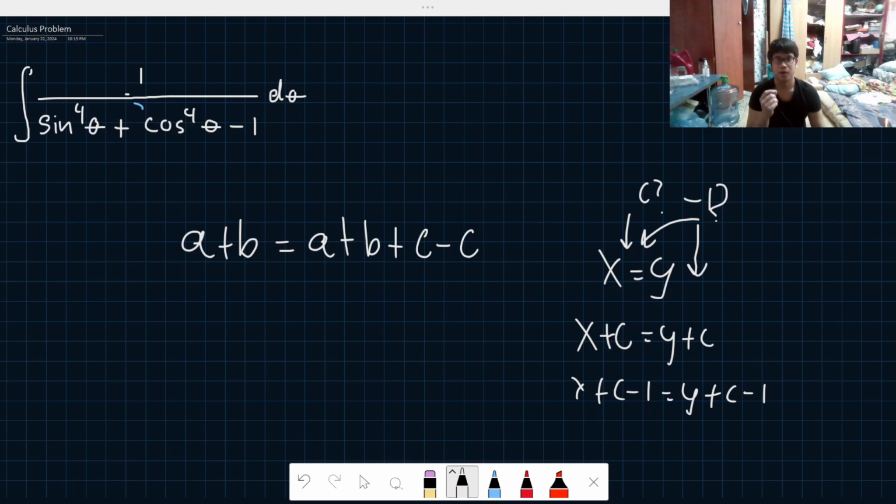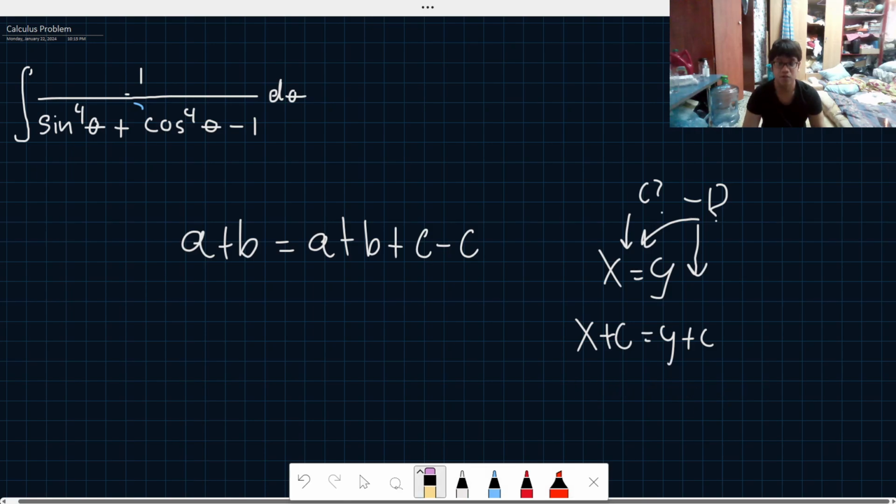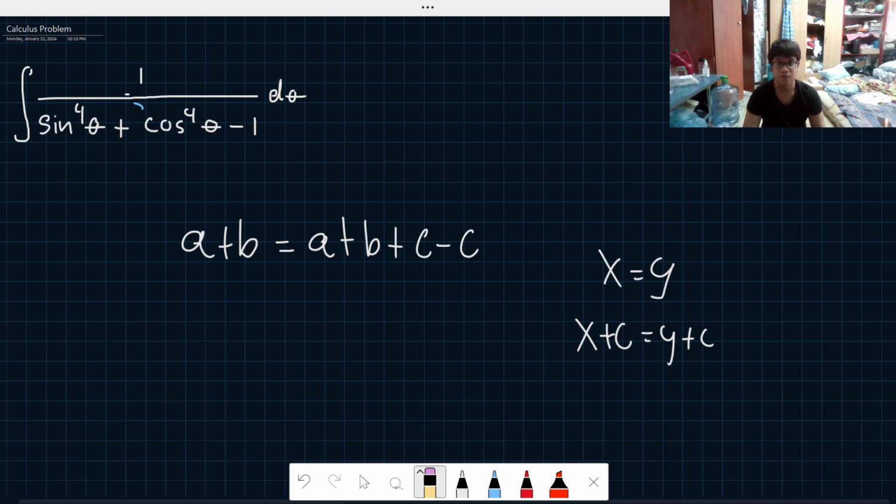Now, here's the thing. What you do to the left is also what you'll do on the right, right? But by chance, what if we try to input something on one side, not on both sides? We can. Okay, we can do that. Let me erase this part. Let's focus on x plus c is equal to y plus c. What if you want to put c only on one side?